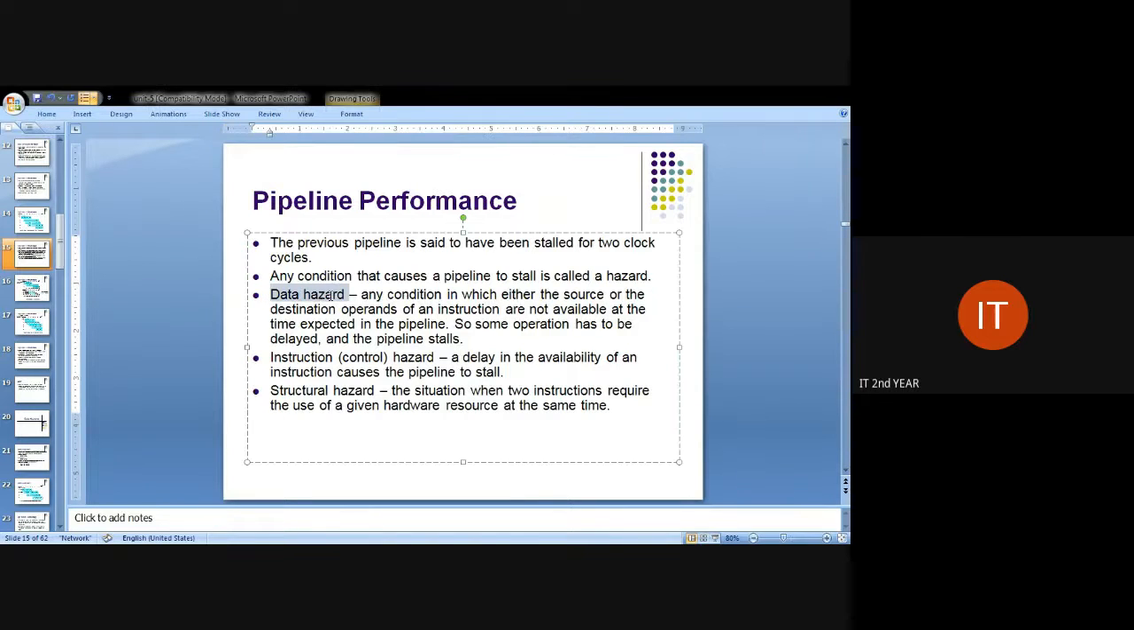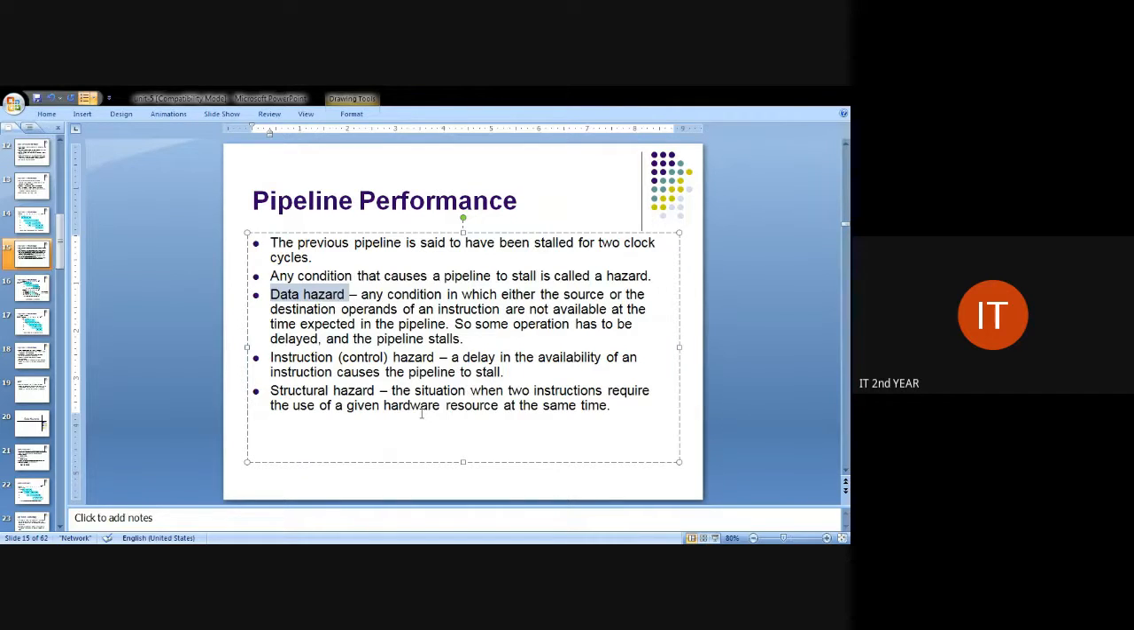The data hazard is any condition in which either the source or the destination operand of an instruction is not available at the time of execution in a pipeline. Suppose the instruction is needed for performing a particular operation, but we can't find the source data or destination data operand. In such cases, there will be a delay in pipelining. The delay in pipelining leads to a hazard. It does not only affect one stage of the pipeline instruction, it affects the whole pipeline stages.